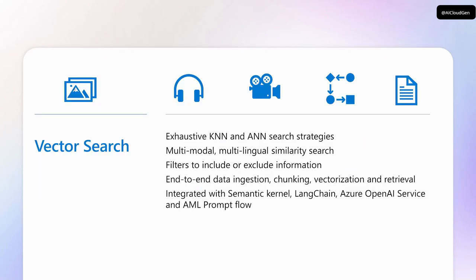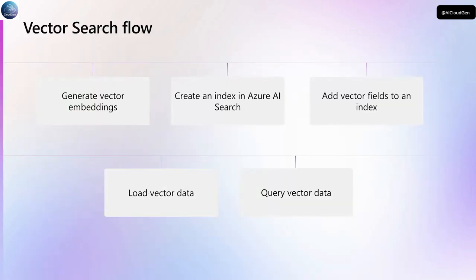There are a lot of off the shelf products which can support vector search, and our Azure AI Search also supports vector search. You can easily integrate that with Semantic Kernel, LangChain, Azure OpenAI Service, as well as Azure Machine Learning (AML) Prompt Flow. So typically, how does the vector search flow work?